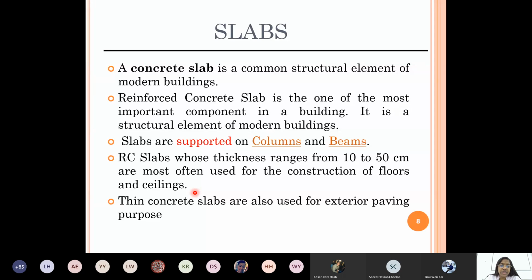Sometimes it will follow the thickness of the beam. Sometimes it will be less than the thickness of the beam. It all depends on the structure and the design.